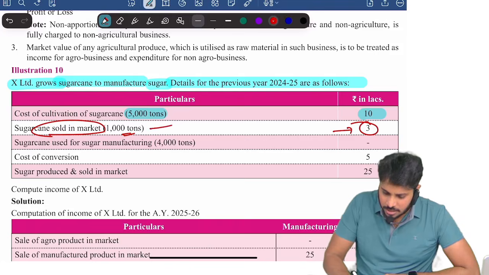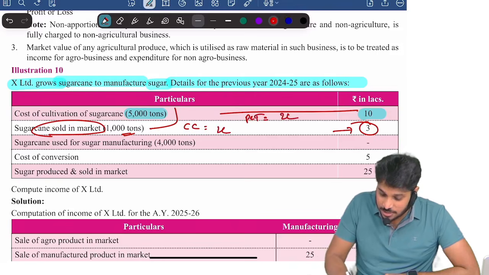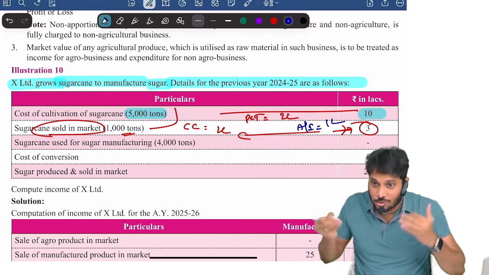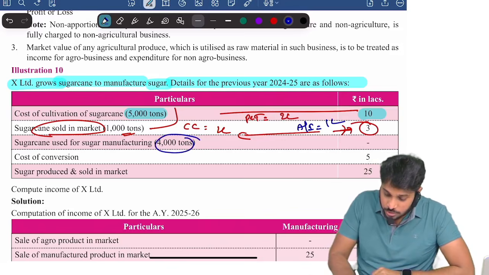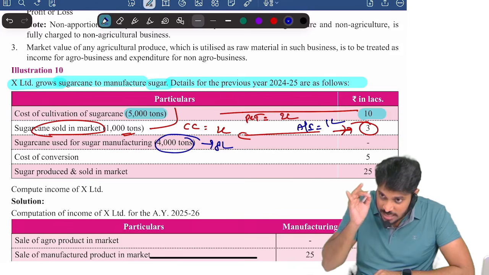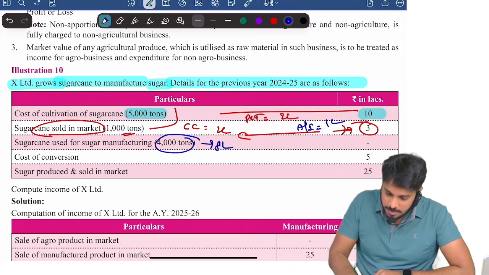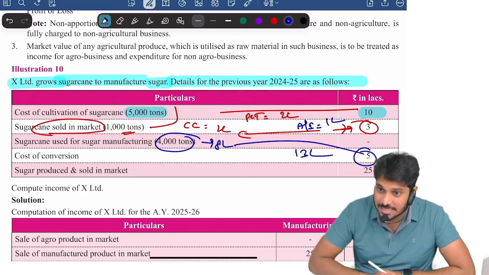Tell me, 1,000 tons cultivation cost is how much? Per ton it is 2 lakhs. Correct? So for 1 ton it is 2 lakhs. So for sugar directly sold in open market, agriculture income is 1 lakh. Correct? Whereas 4,000 tons, which means 8 lakhs worth of agriculture produce, is used in sugar production, where additional 5 lakhs they spent. Total 13 lakhs they spent.